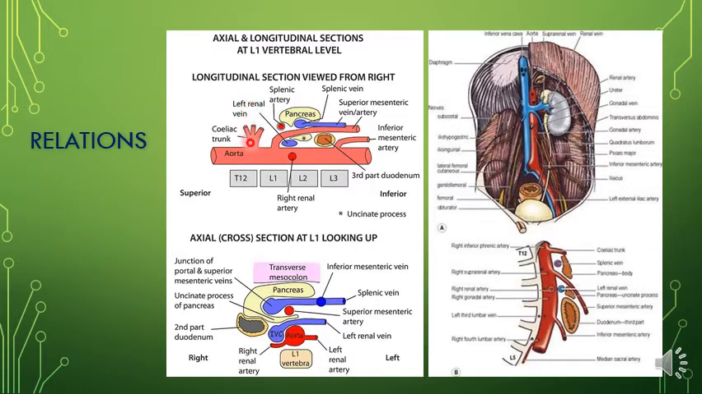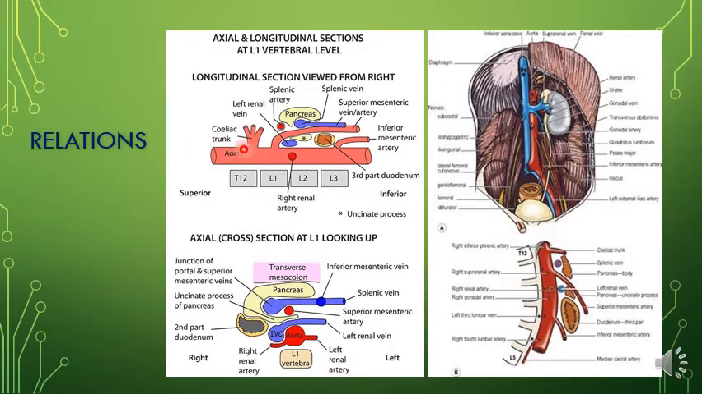Then the celiac trunk is compressed between the papillary process of the liver from above and the tuber omentale of the pancreas from below. So here this is the pancreas. The tuber omentale of the pancreas will be there below, and above there will be the papillary process of the liver, which is not seen in this diagram. So these form one anterior relation.